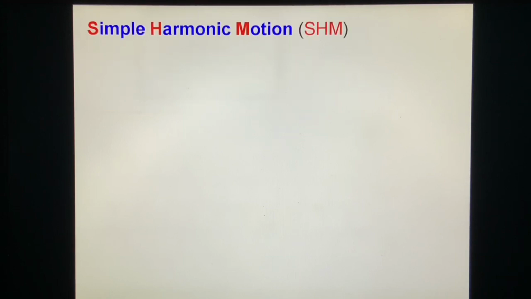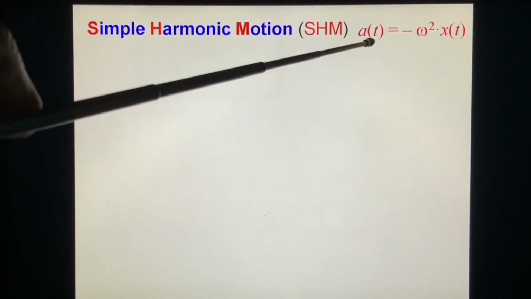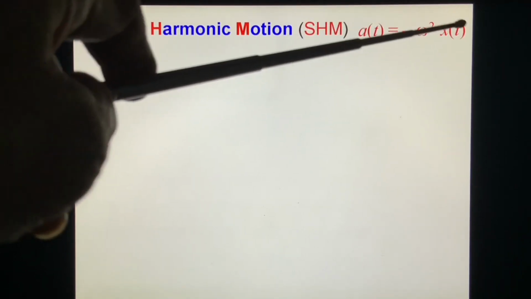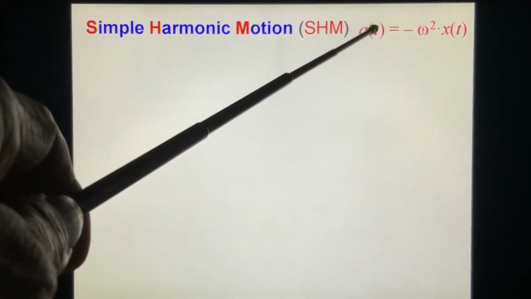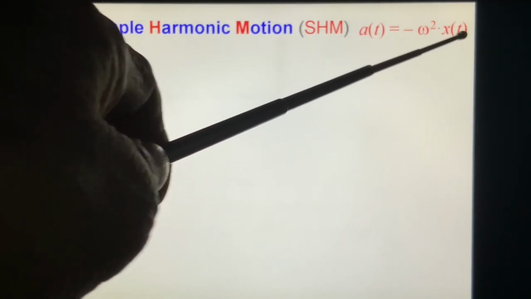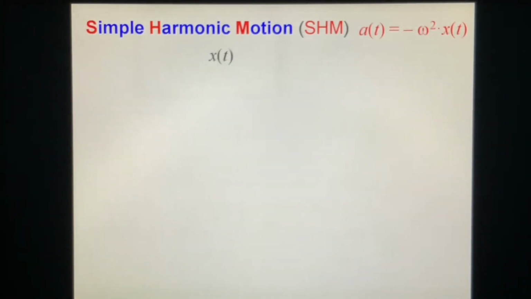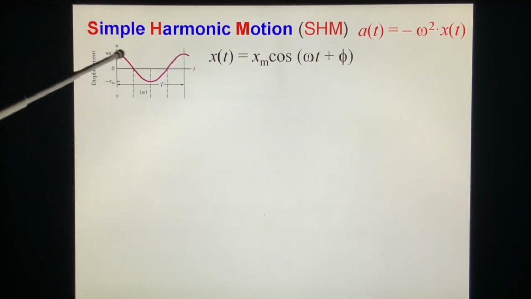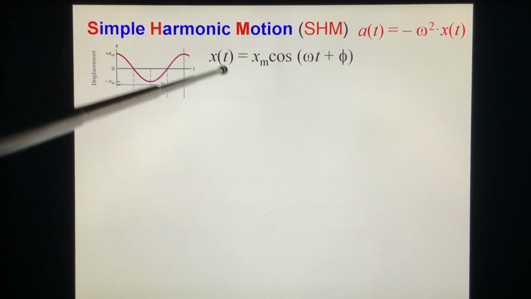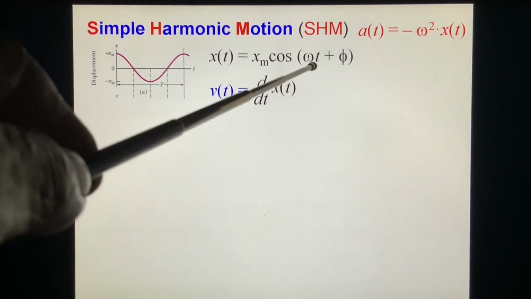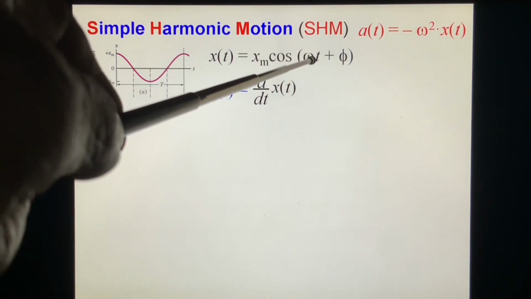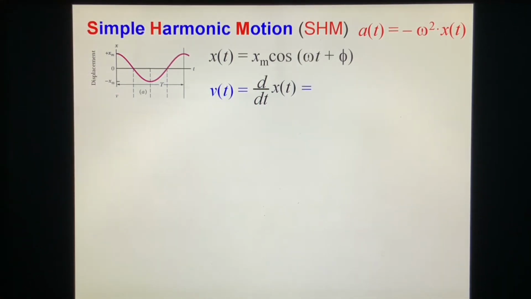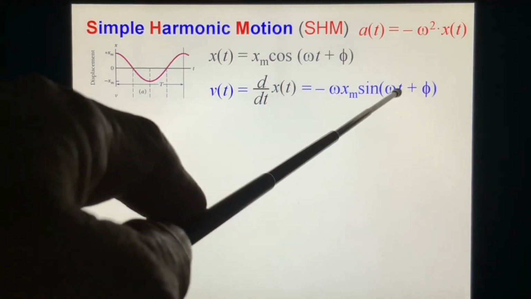Simple harmonic motion, SHM, has a property: its acceleration at time t equals minus omega squared x at time t. In other words, the acceleration is proportional to its displacement, with a minus constant. Now look at this one. This is a simple harmonic motion, sinusoidal displacement, sine or cosine. This is the cosine, this is x against t. We find v. V is dx dt, so we take the derivative with respect to time t. The derivative of cosine is minus sine times omega, so we get minus omega xm sine omega t plus phi.